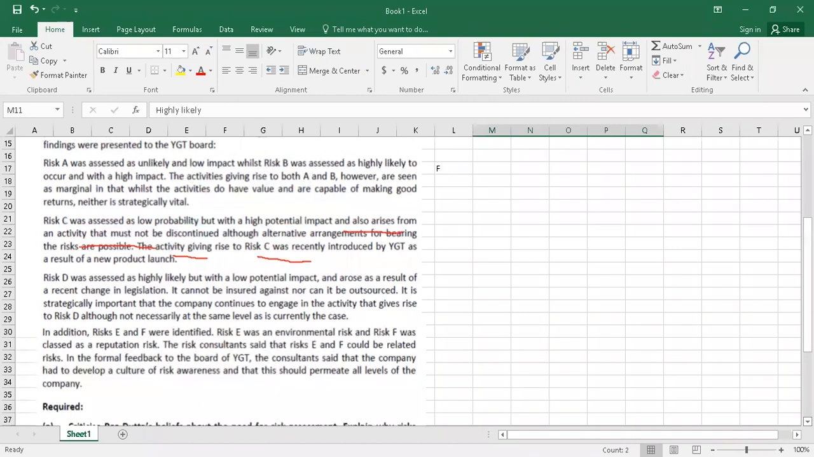Apart from that, risk E and F were identified. Risk E was an environmental risk. Risk F was classed as a reputation risk. The risk consultant said that risk E and F could be related risks. In the formal feedback to the board of YGT, the consultant said that the company had to develop a culture of risk awareness and that this should permeate all levels of the company.